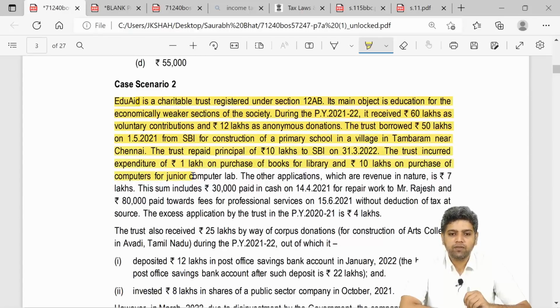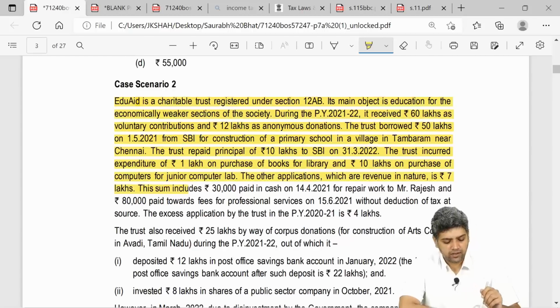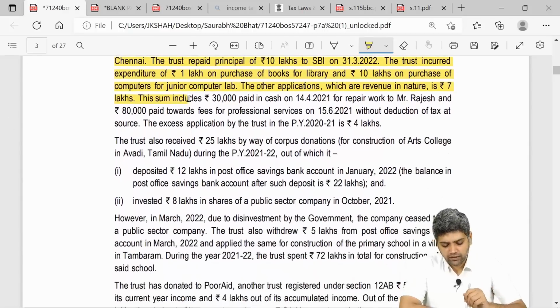The trust repaid principal of 10 lakhs to State Bank of India on 31st March. The trust incurred expenditure of 1 lakh on purchase of books for library and 10 lakhs on purchase of computers for junior computer lab. The other applications which are revenue in nature is 7 lakh rupees. This includes sum of 30,000 paid in cash on 14th April for repair job to Mr. Rajesh and 80,000 paid towards fees for professional service on 15th June without deduction of tax at source. The excess application by the trust in the preceding year is 4 lakhs.